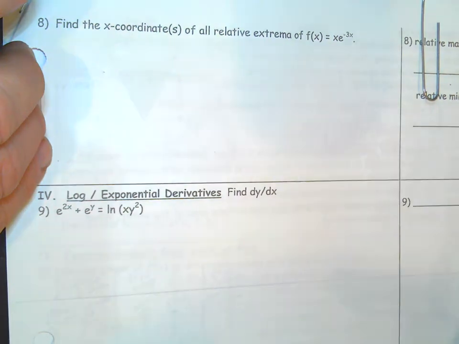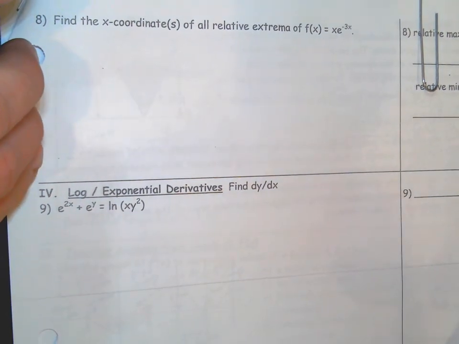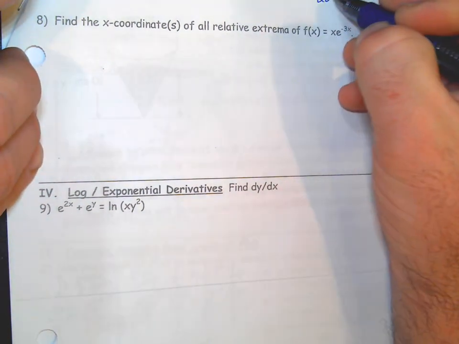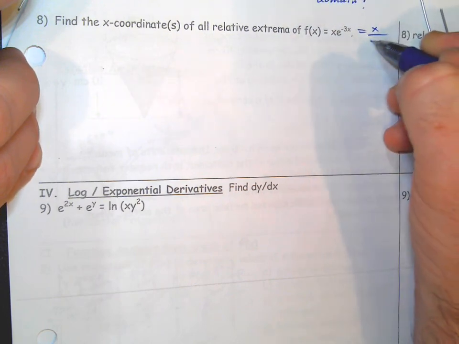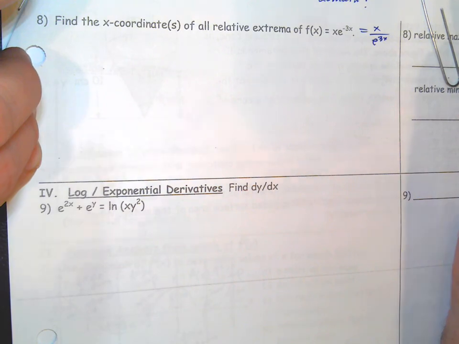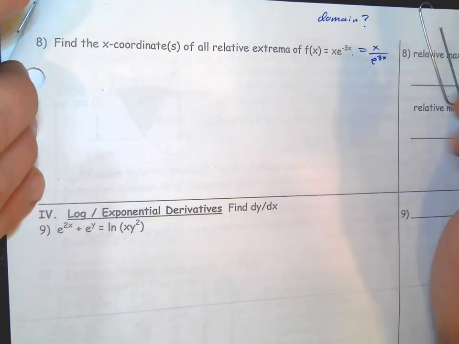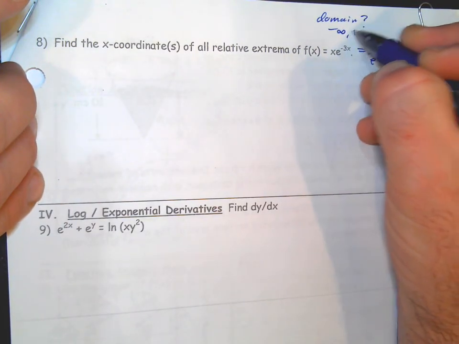Okay, find the x-coordinates of all relative extrema. What's the domain of this guy? This is the same thing as x over e to the 3x. Can we get division by 0? Because that would be bad. Nope. Domain's negative infinity to positive infinity.